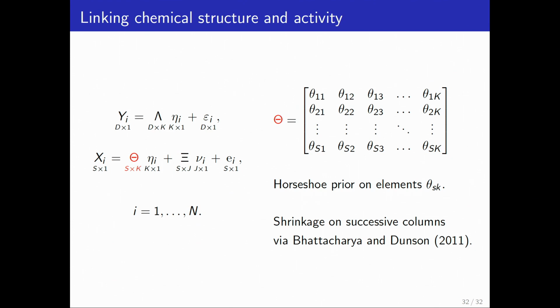And so what we're going to do is we're going to put the horseshoe prior that Evan described on elements of this matrix theta. And then again, we're going to apply shrinkage on successive columns with this same multiplicative gamma prior that Evan described. And we're going to share the shrinkage term for the columns of lambda and the columns of theta. So we're shrinking them both at the same time. Okay, and now we're through most of the building blocks that we need, and we're going to move into the demo portion.